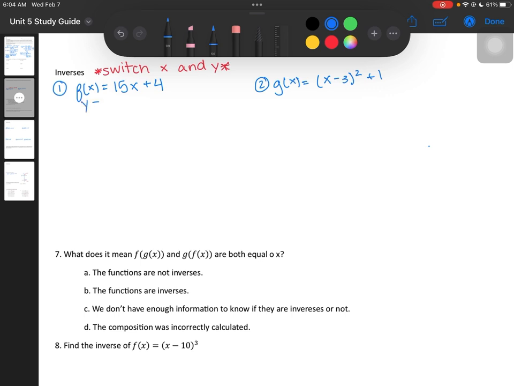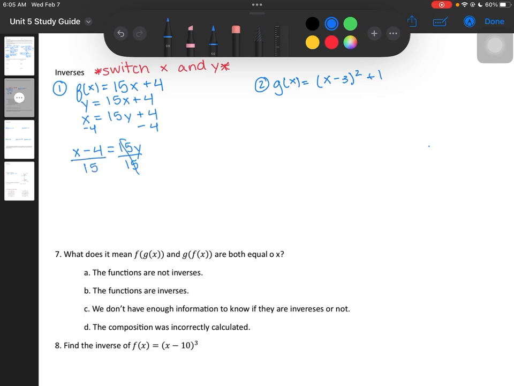So I don't see a y in question 1, so I have to go ahead and replace f of x with y, because we know that f of x or g of x or h of x is always the same as y. And then now we're going to switch x and y. So x equals 15y plus 4. Then we're going to solve for y. So subtract 4 from both sides. x minus 4 equals 15y. And then divide both sides by 15.